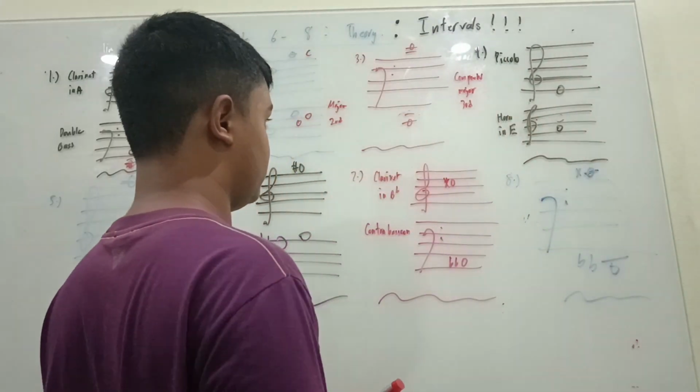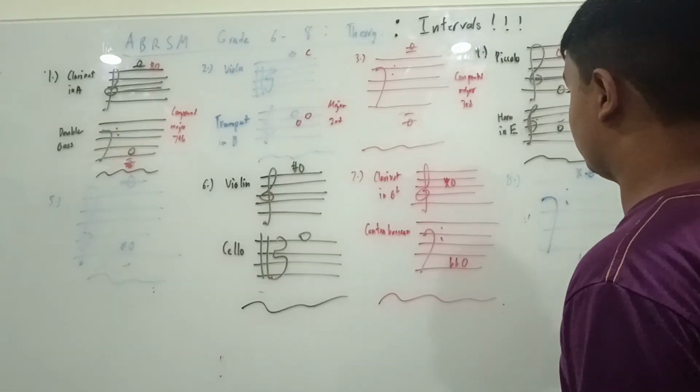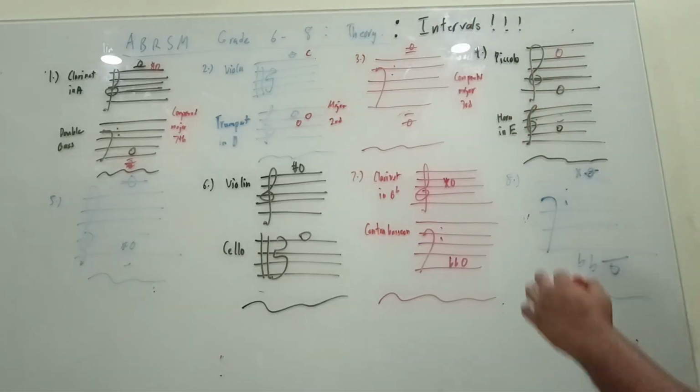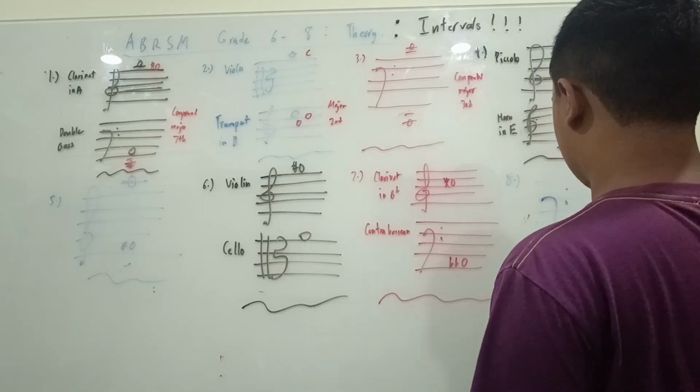Okay. For the fourth question, we have a piccolo, which is a transposing instrument. So it's one octave higher. So it's basically this E. And now we also have a horn in E. And we know that's going to be a 6th downwards. So a minor 6th downwards is going to be a C.